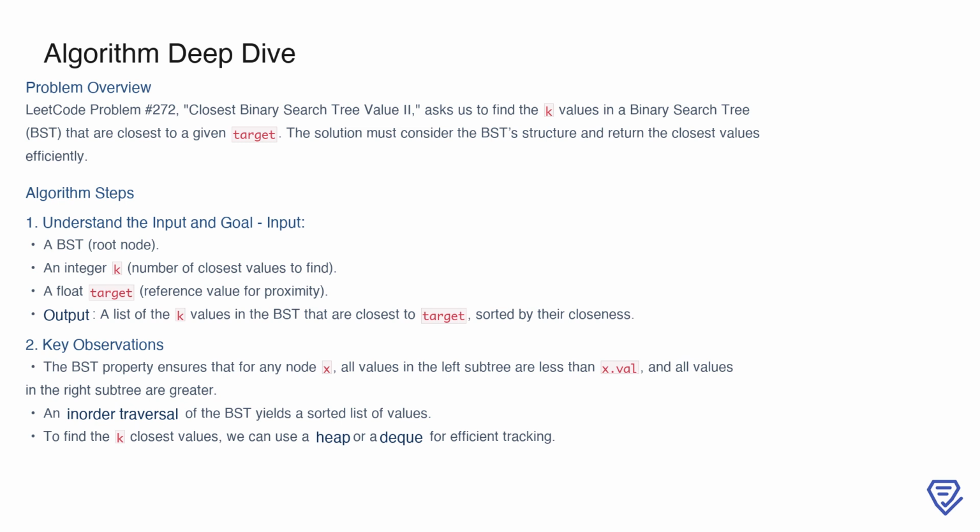Key observations include the BST property, which ensures that all values in the left subtree are less than the current node, and all values in the right subtree are greater. An inorder traversal of the tree provides values in sorted order, which is a useful property for addressing this problem. To optimize the process, we can use data structures like a heap or a deque to dynamically track the closest values as we traverse the tree.